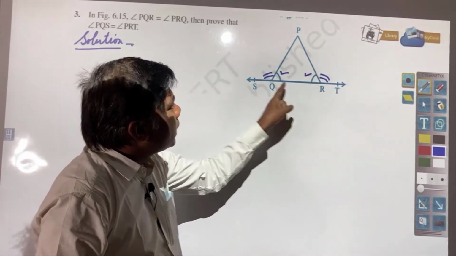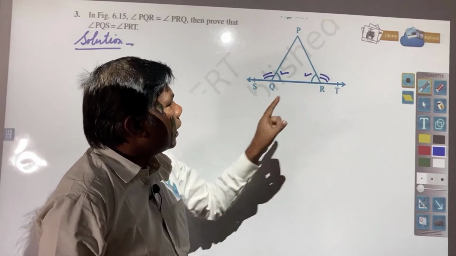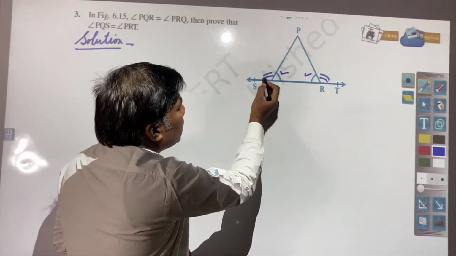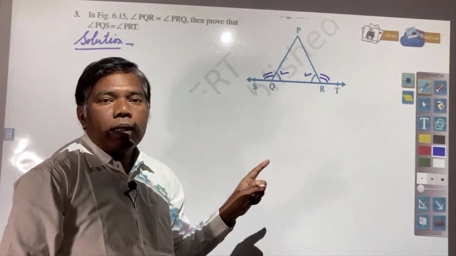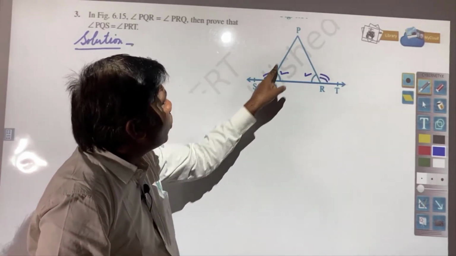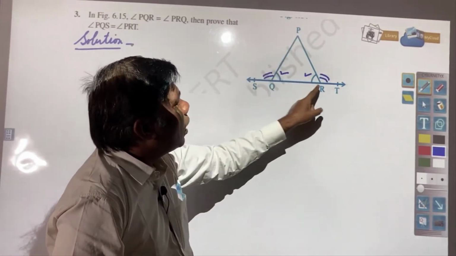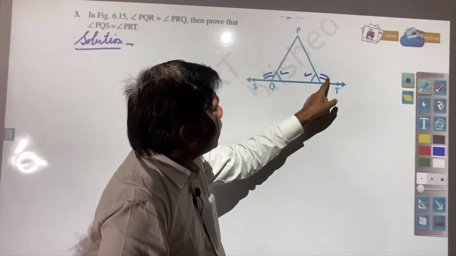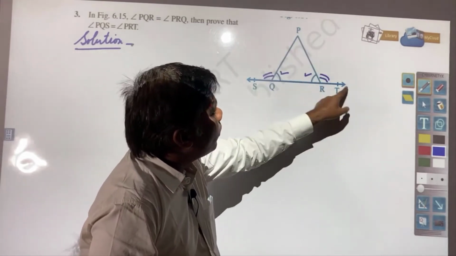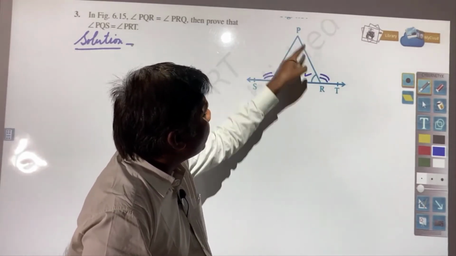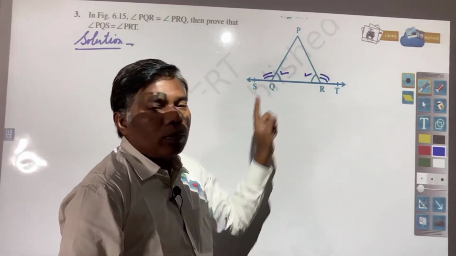Suppose SR or ST, this line is a straight line. So these both angles are what? Linear pairs. Sum of these angles will be 180 degree. So SQP will be what? 180 degree minus PQR. This angle will be what? Both angles linear pairs. So this angle PRT will be what? 180 degree minus PRQ. But both the angles are equal, that's why these both angles also will be equal.